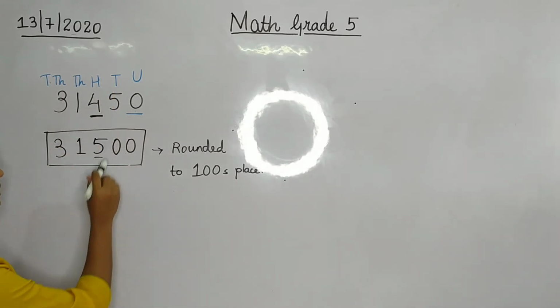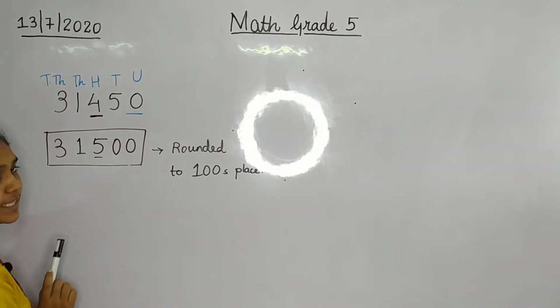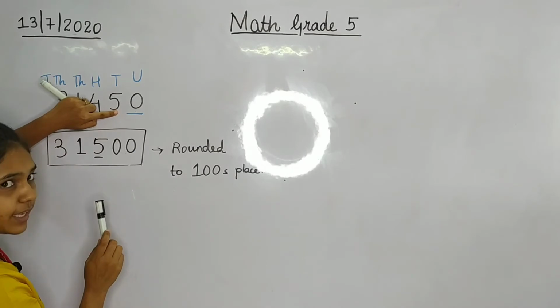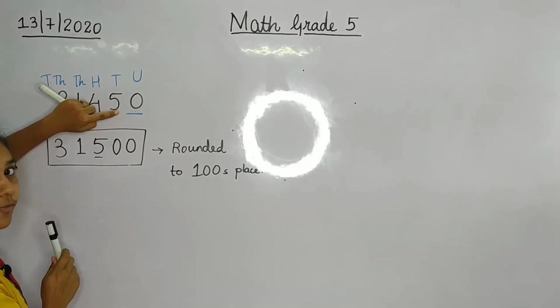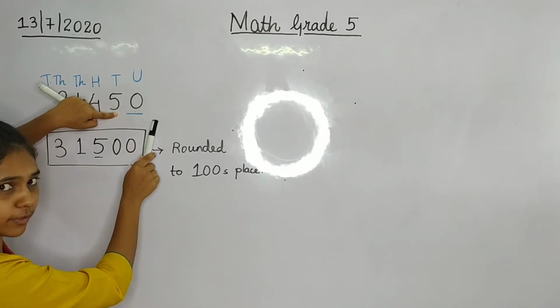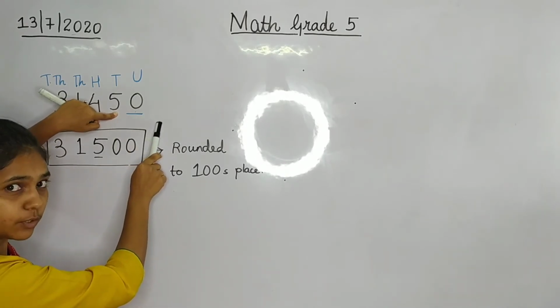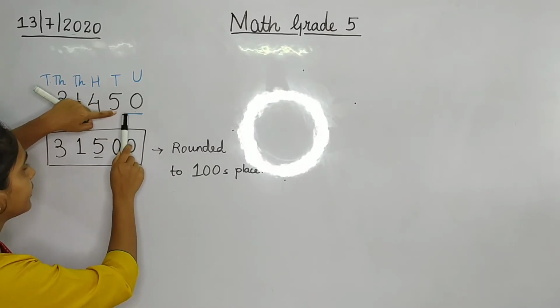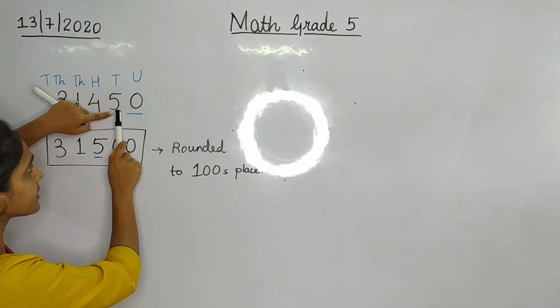So now check the number which is in the tens place. The number in the tens place is 5. So if we have to round off the number to 5, then first what do we check? We check the number which is after 5. If the number after 5 is greater than or equal to 5, then we add 1 to the previous number, right? So here we check the number which is after 5.